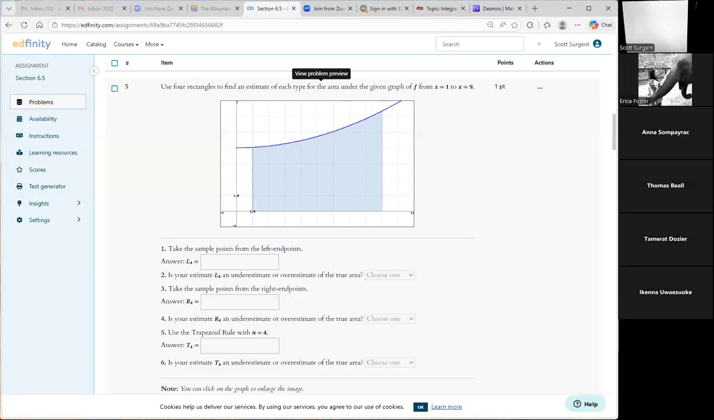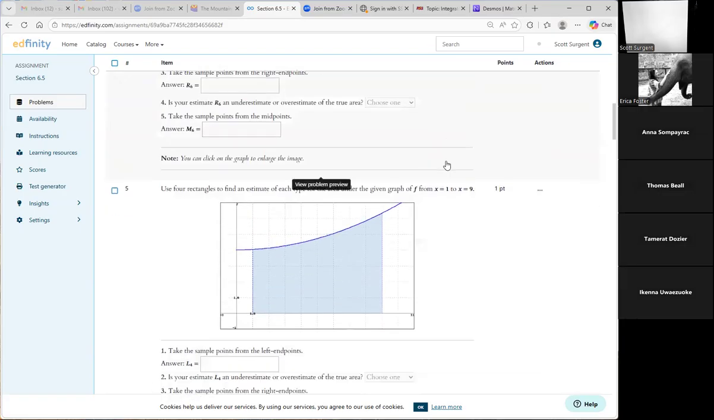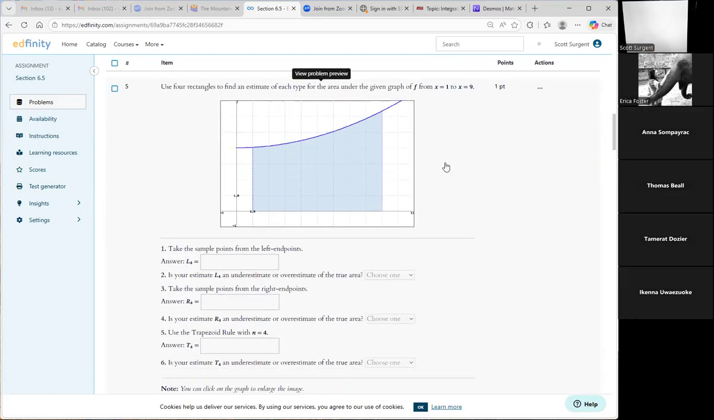Section 6.5, number 5. Okay. Let me share the screen. Okay, is this the one you were looking at? It looks like it, yes, although mine actually looks a little different. Mine is starting at the 1, but that looks similar to the help one.